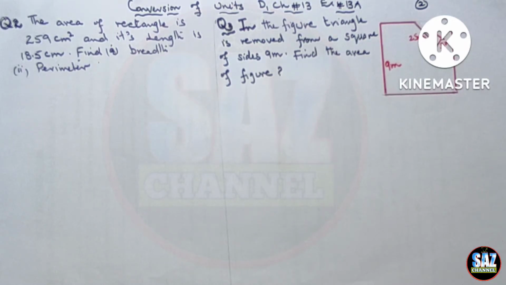This is my second lesson of D1 chapter number 13, exercise 13A, that is about the conversion of units. I am making these lessons on special request of some of my junior students, but the lessons are equally important for O3 students and students who are studying D3, the topic length of arc and area of sector.